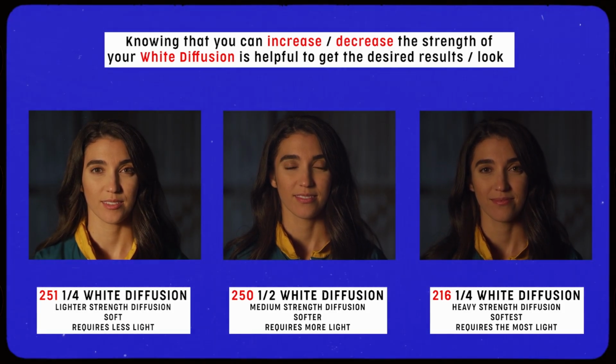You can easily switch to 250, which is half white diffusion, and now you're going to get a lot more light and still maintain a lot of the soft qualities of that family of diffusion. So to wrap that up, white diffusions, 216, 250, 251, are a lot more portable than fabric diffusions. They come in 4x's.